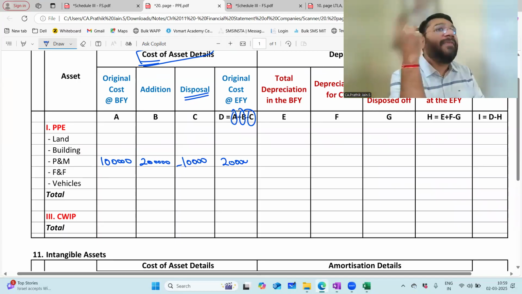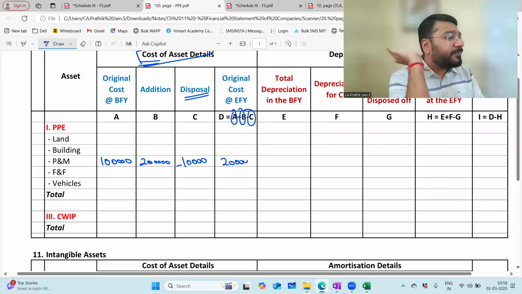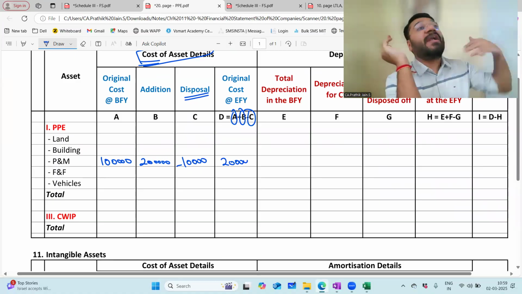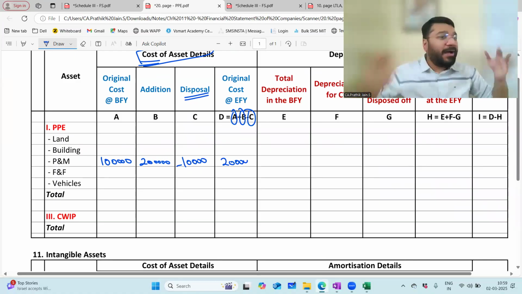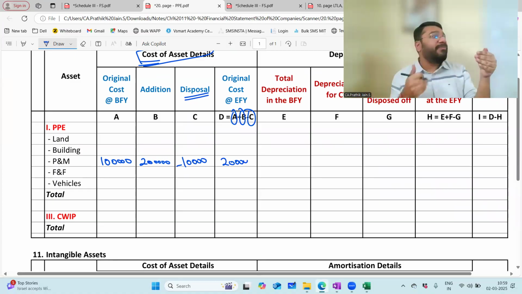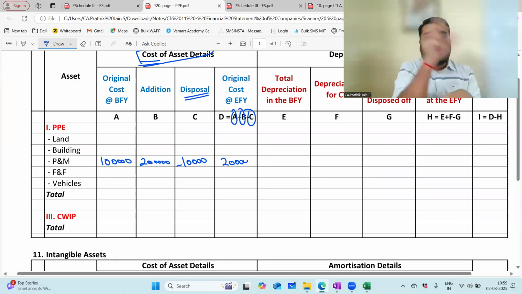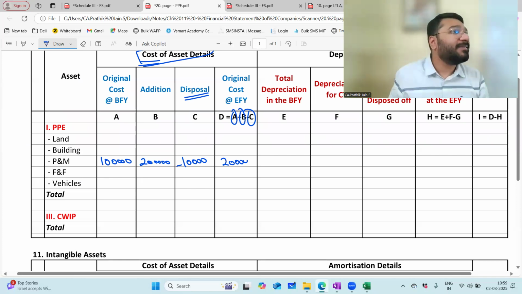Schedule 3 has taken this data from where? Ledger only. But in the ledger, what happens? You have ledgers for different assets. I will not be able to get a proper summary. I'm putting the same data asset-wise, item-wise. So in one page, I'm getting to know the complete information about all the assets.